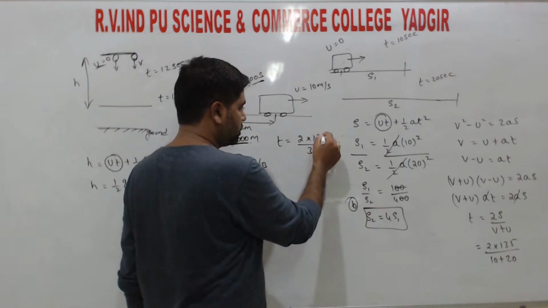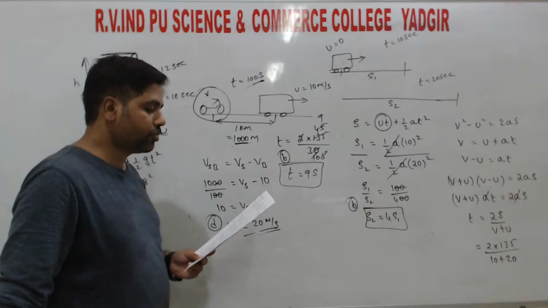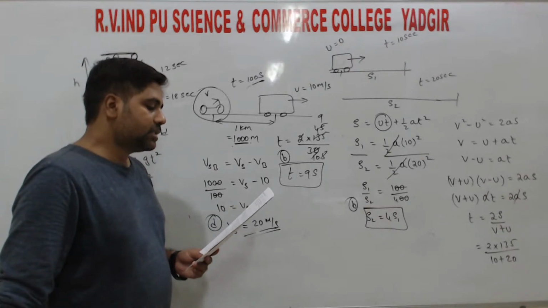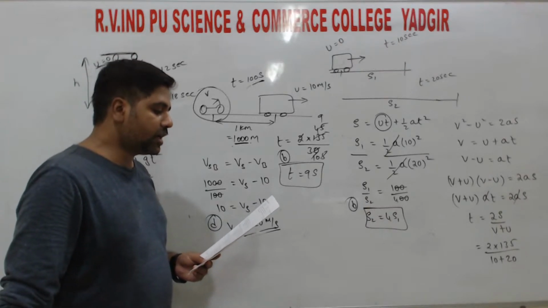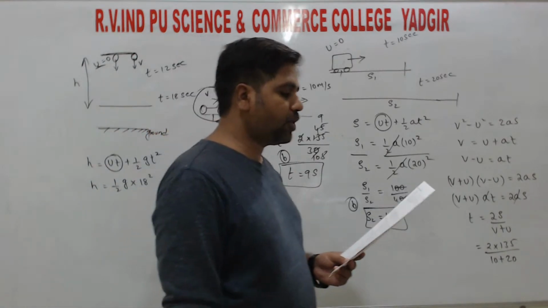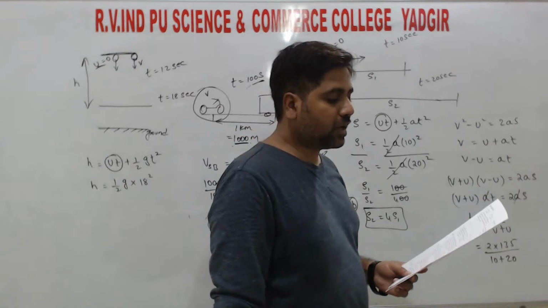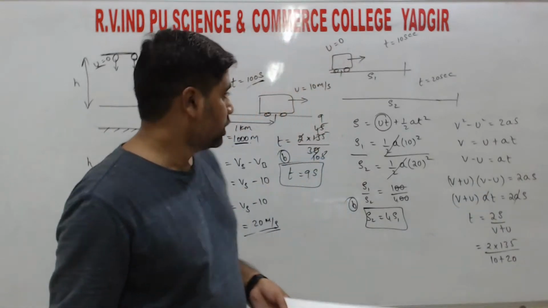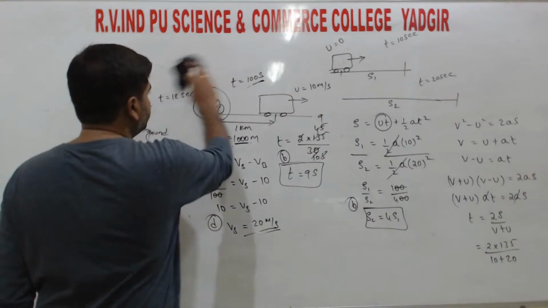So 3 tens are 30. Next, the distance traveled by a particle starting from rest and moving with an acceleration 4 by 3 meter per second square in the third second is. So now we get a direct formula here.